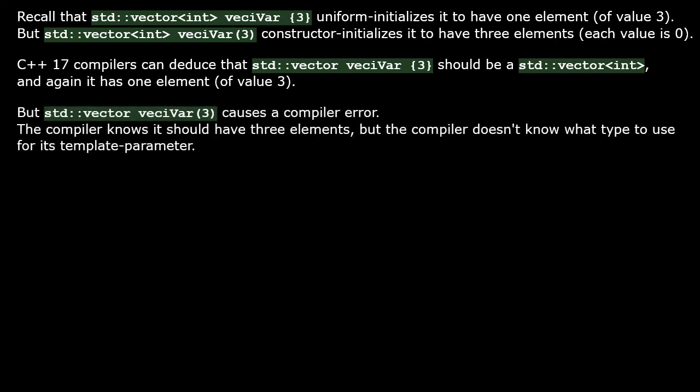But the form that used parentheses now becomes a compiler error. The compiler knows that you want to initialize a vector to have 3 elements, but the compiler has no way of guessing what type those elements should be.